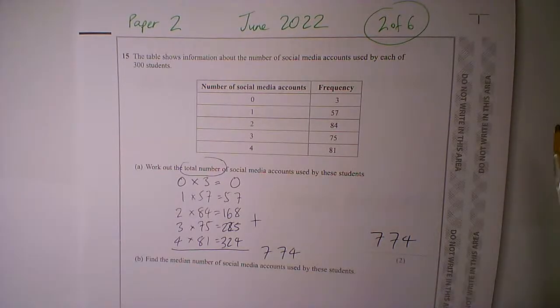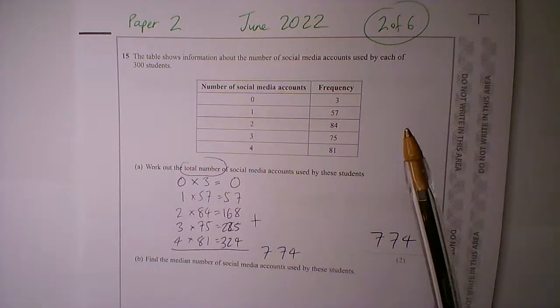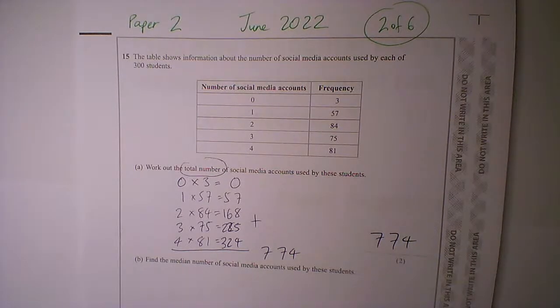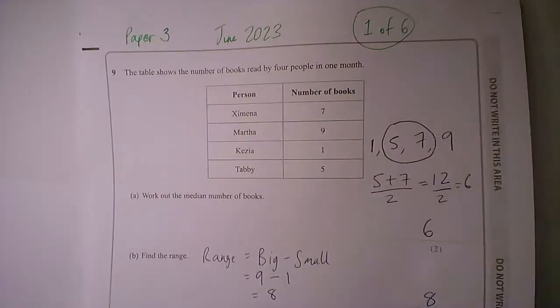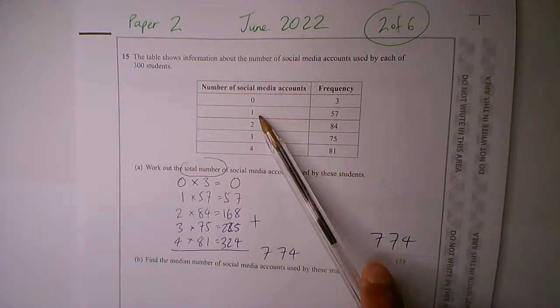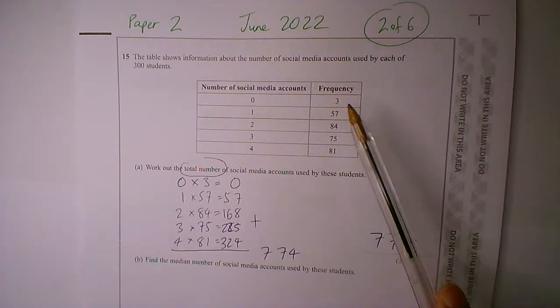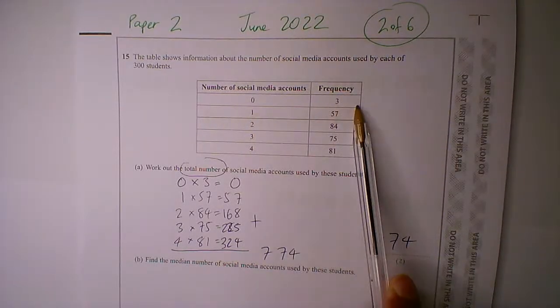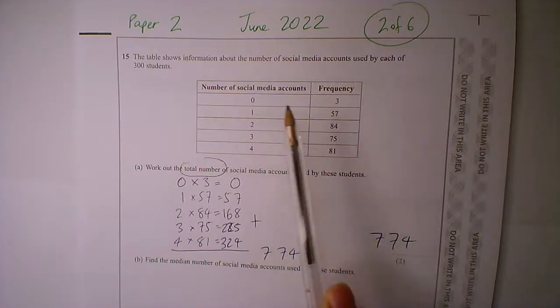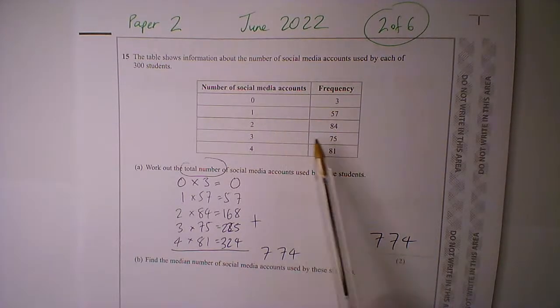So how do we work out median? Now, what is similar from this question and the last question? Okay. So what is similar is that they are both a table. But what is different is that this time we are given numbers and we're also given the frequencies. So 0 happens 3 times. 1 is happening 57 times. So in a way, this is already ordered for us.